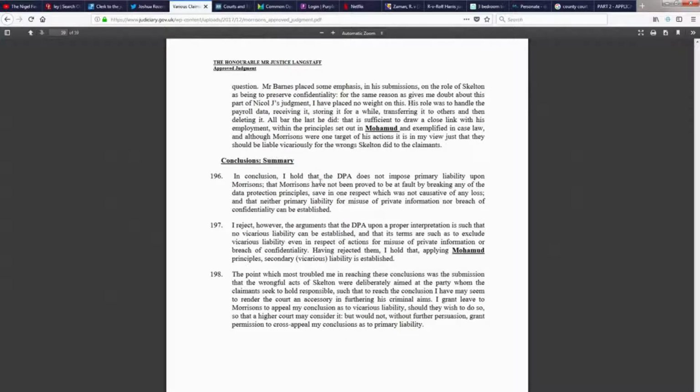In conclusion, I hold that the Data Protection Act does not impose primary liability upon Morrisons. And when I read that, I thought, so there we go, that's quite cool. That Morrisons have not been proved to be at fault by breaking any of the data protection principles, save in one respect, which was not causative of any loss, and that neither primary liability or misuse of private information nor breach of confidentiality can be established.